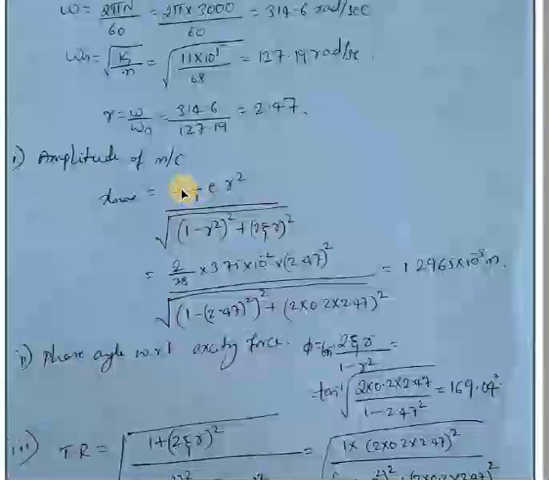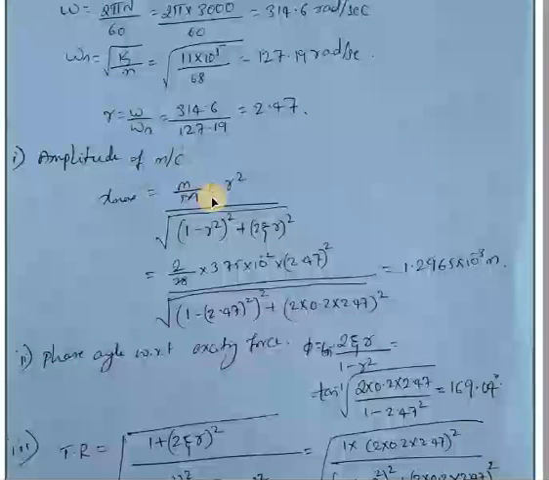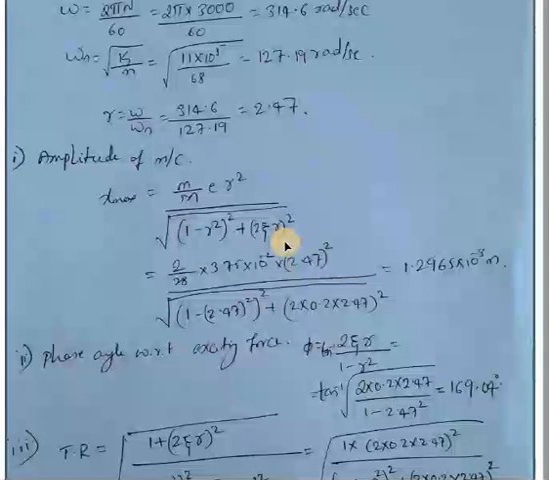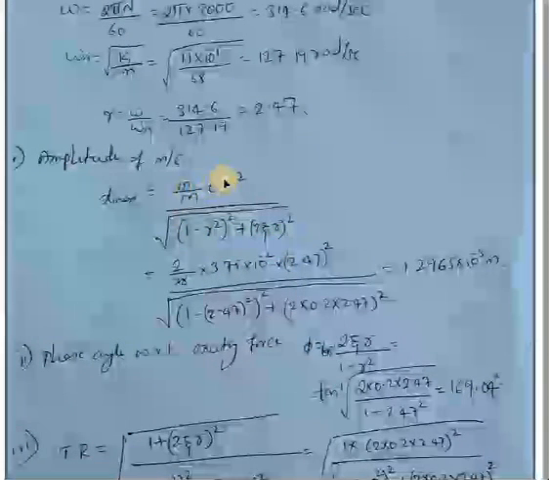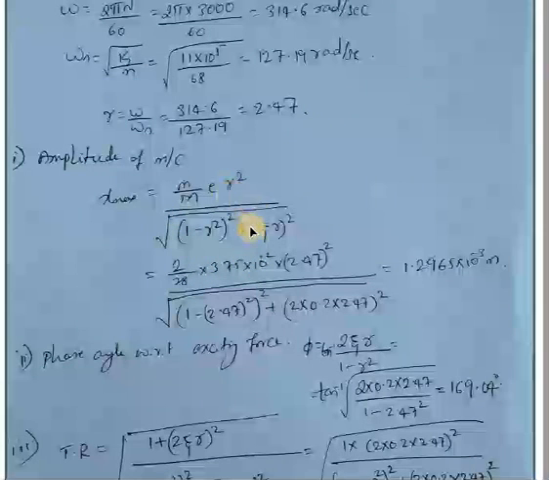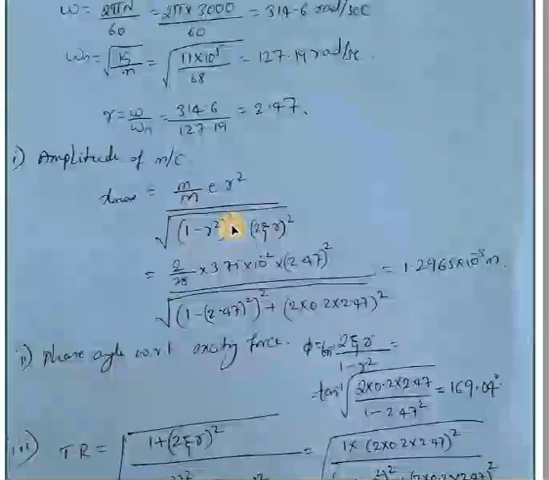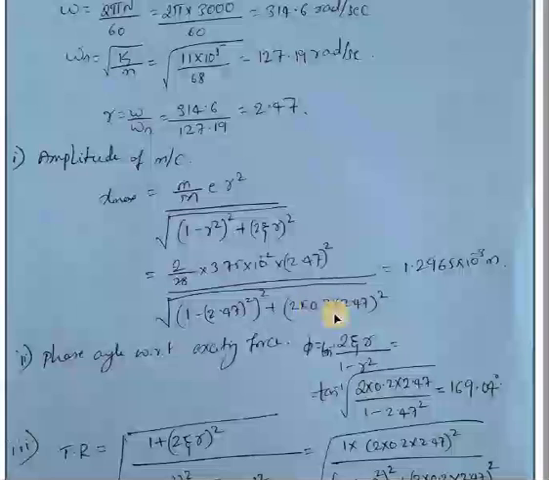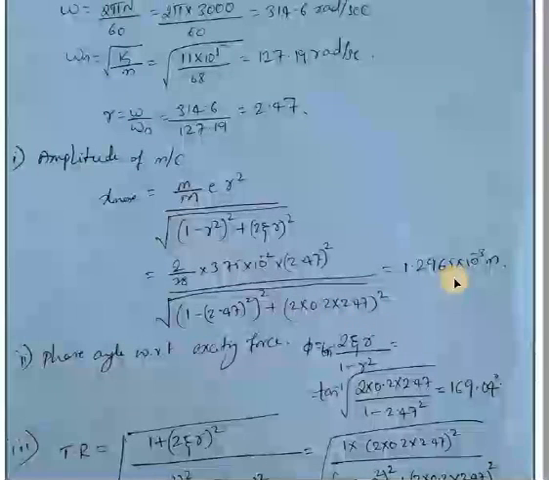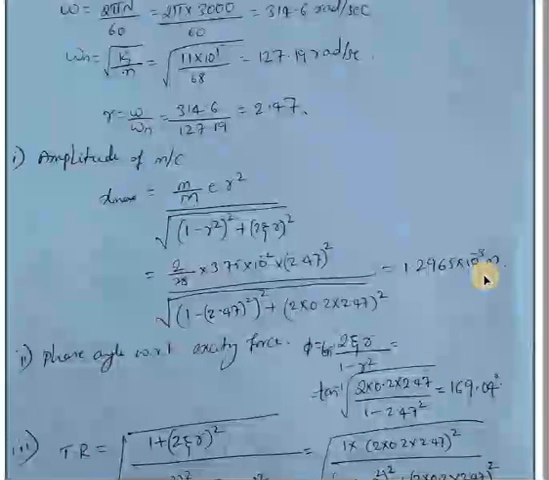Again this term, because it is a reciprocating machine. So x max = E r² divided by root of ((1 − r²)² + (2 zeta r)²). In this equation we know all these values. Substitute all the values, and you will get x max as 1.2965 × 10⁻³ meter.